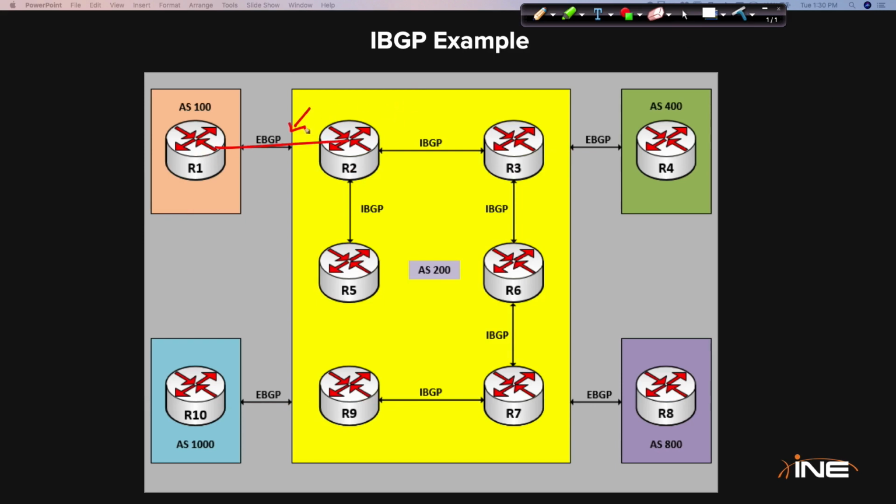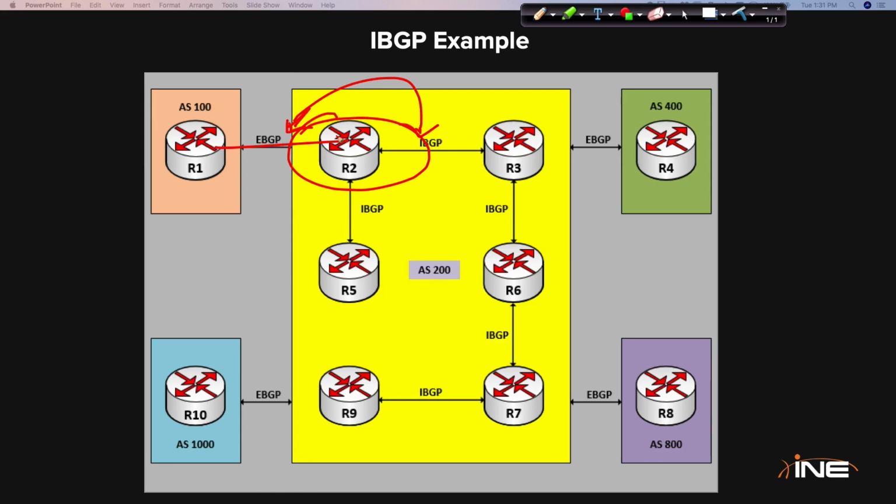I advertise this link in the IGP, which is running inside AS200. Either I advertise that, or I advertise this link in BGP, or I redistribute this link in IGP, or maybe I go to R2 and I configure next hop self. So if R2 changes the next hop to himself, in that case R3 and R5 would see R2 as the next hop, which is what we want.